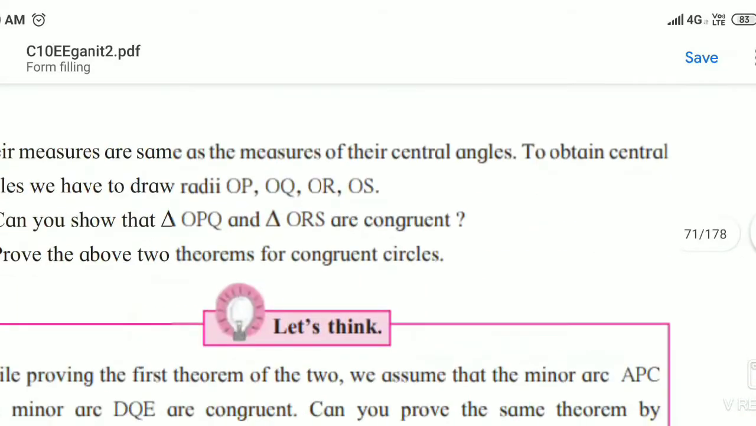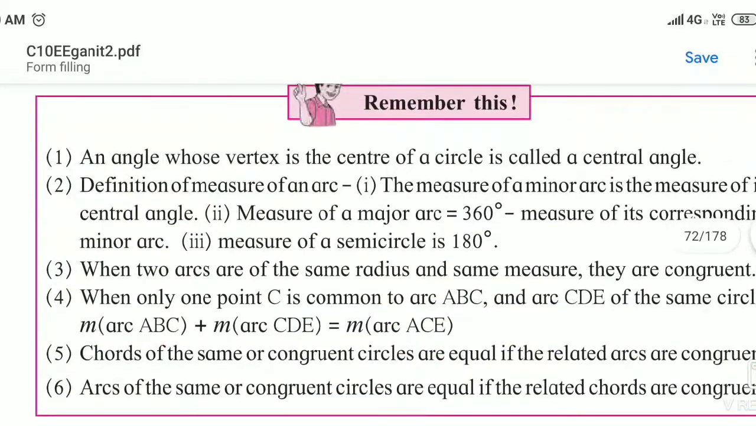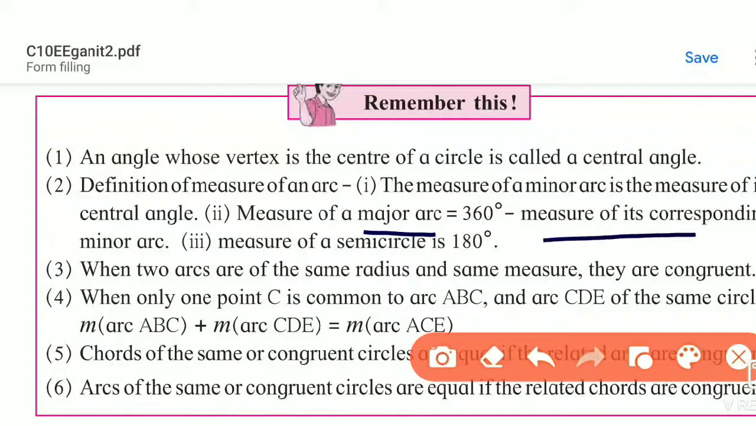Next point: as you know, the whole circle's measure is 360, and from the minor arc, if you want to find the measure of the major arc, then you have to subtract the measure of the minor arc from 360, then you will get the measure of the major arc. And the measure of a semicircle is how much? It is 180 degrees.